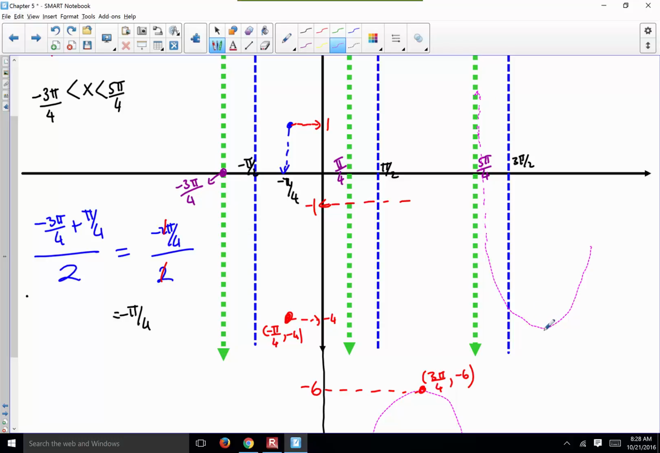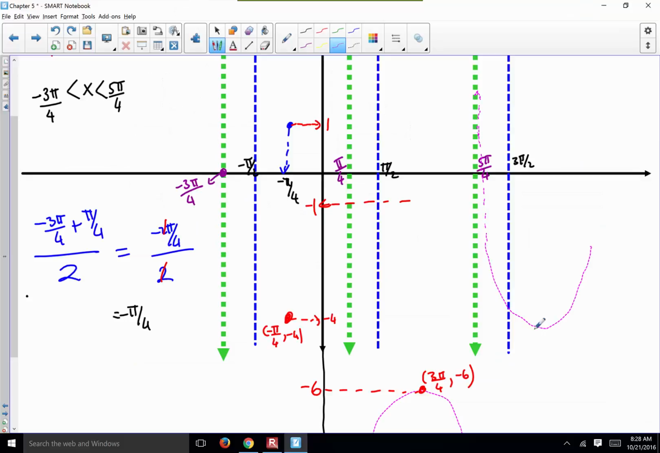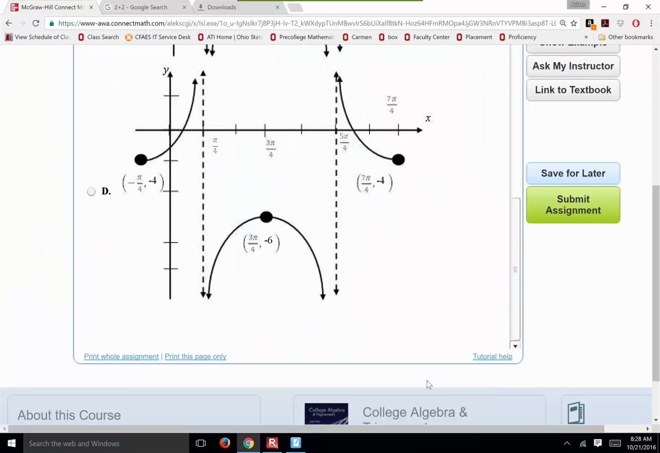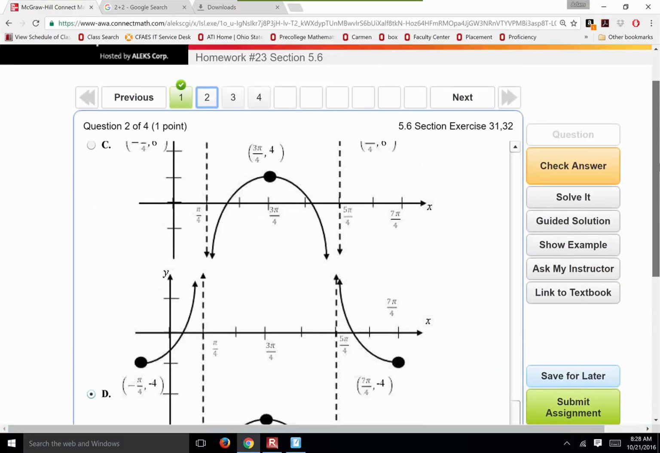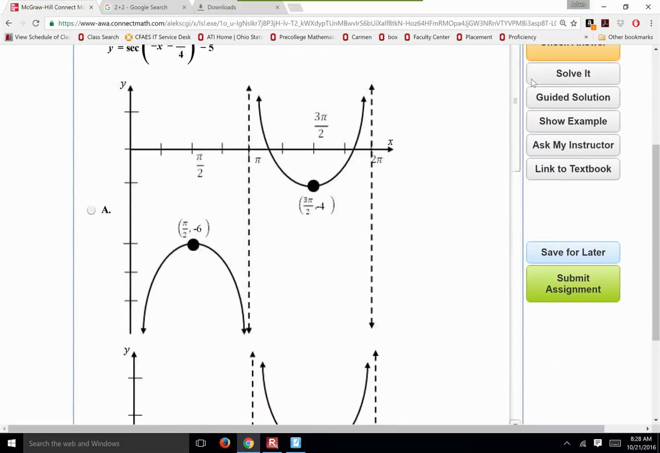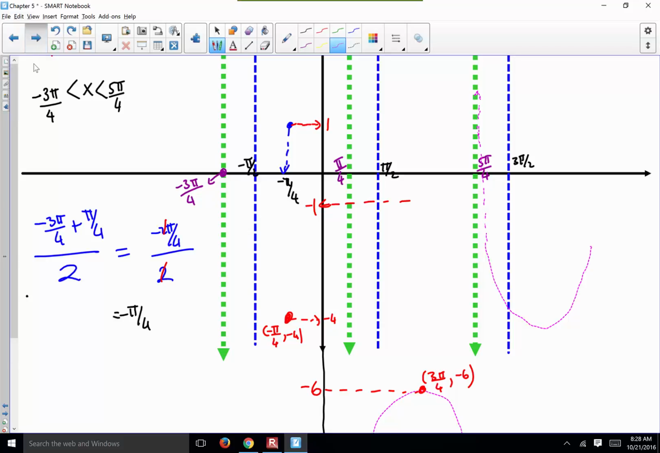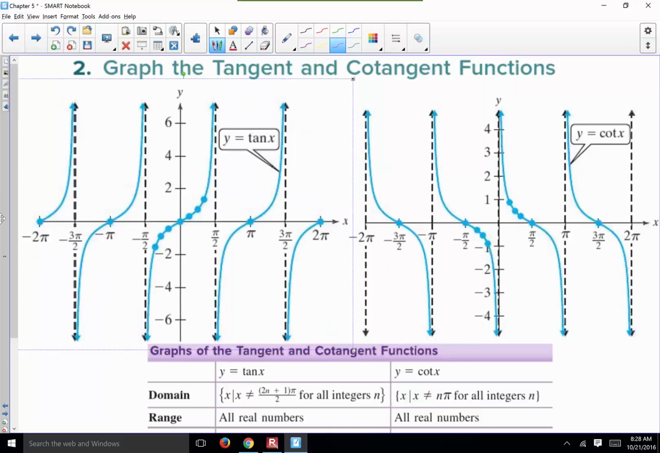3π/2 here, just like this guy. And I see the minimum values are -4. This is -4. Alright, I'm going to go with D. Alright, that's right. Any questions so far? Alright, two more graphs: tangent and cotangent. We'll do one example of each and we'll be done.